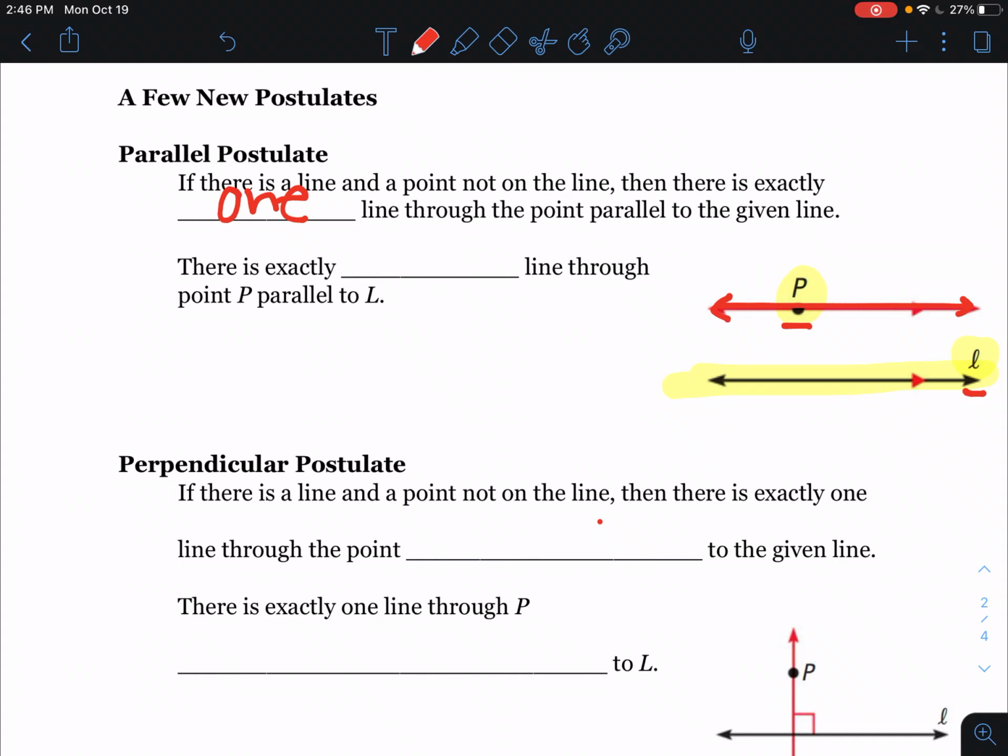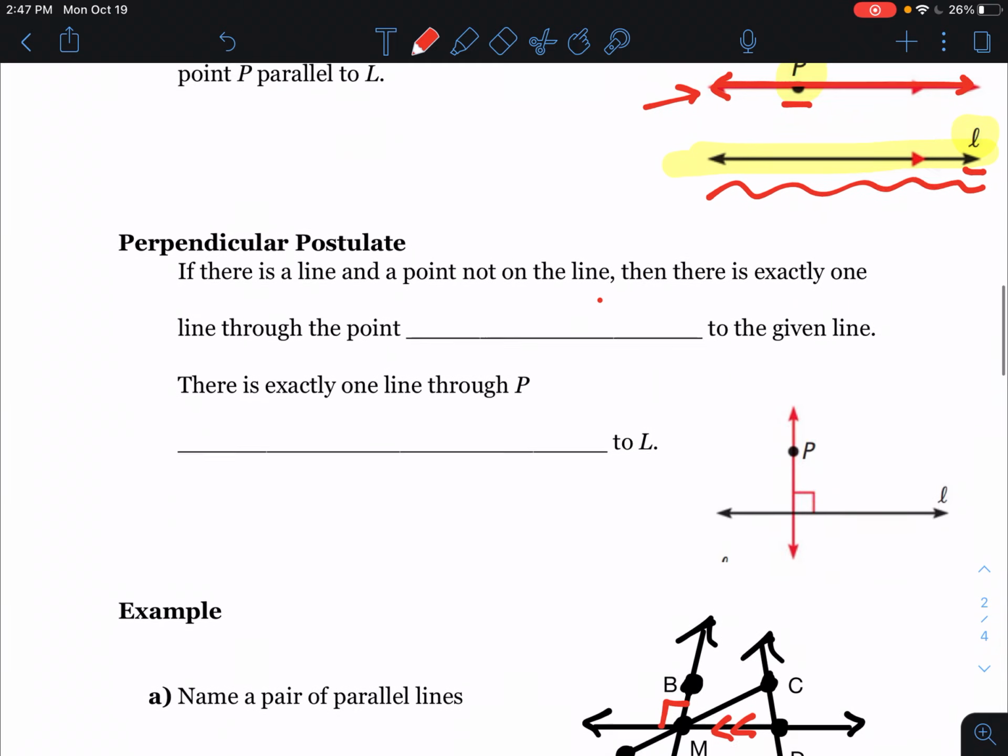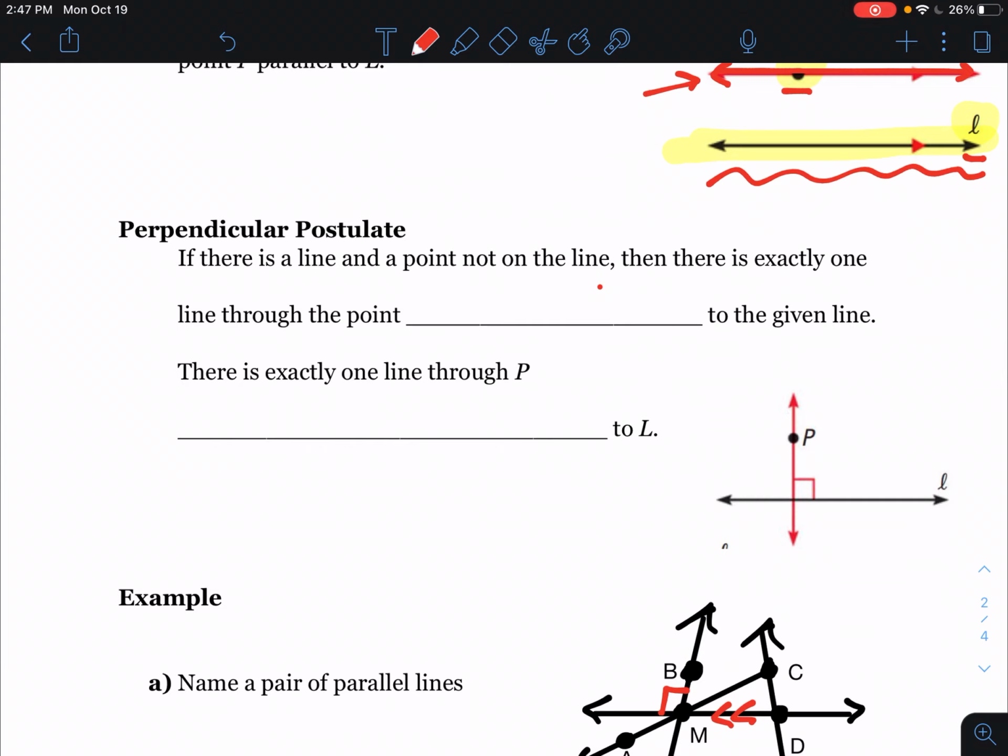There's no other way that you can draw a line through point P that's still parallel to line L that doesn't look like this. There's only one option. So there's exactly one line through point P parallel to L. If I asked each person in class to do this, you guys would all come up with the exact same looking line. Very similar is the perpendicular postulate.